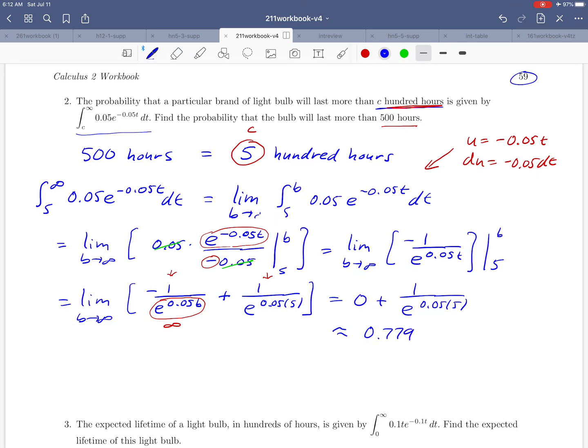So what is that really telling us then? What's the meaning of that number in this problem? Well, they mentioned the word probability. That's giving us a probability that our light bulb lasts more than 500 hours. So we could say as a percentage that 77.9% of the light bulbs last 500 hours or more.